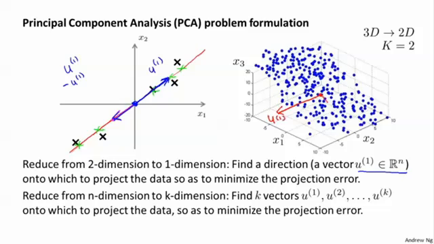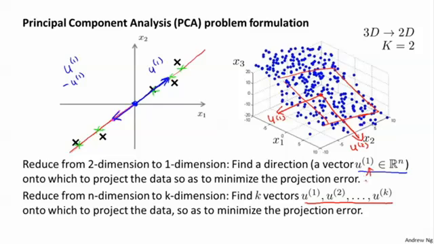I'm going to find a pair of vectors, so starting from the origin, here's u1, and here's my second vector, u2, and together these two vectors define a plane, or a 2D surface, onto which I'm going to project my data. For those of you that are experts in linear algebra, the formal definition is that we're going to find a set of vectors, u1, u2, up to uk, and project the data onto the linear subspace spanned by this set of k vectors. But if you're not familiar with linear algebra, just think of it as finding k directions instead of just one direction onto which to project the data.